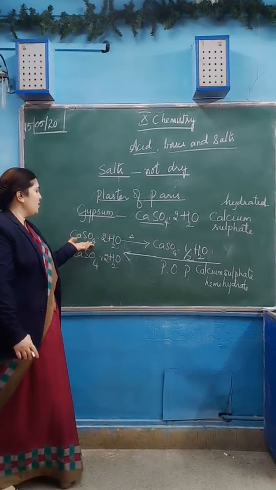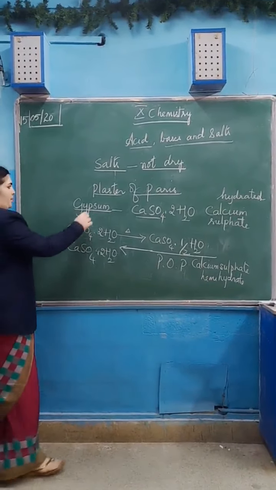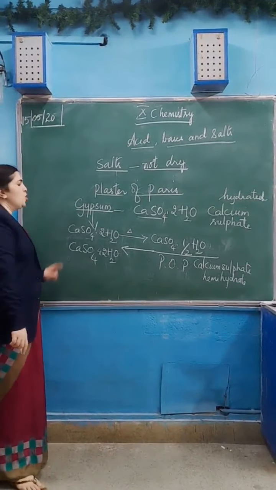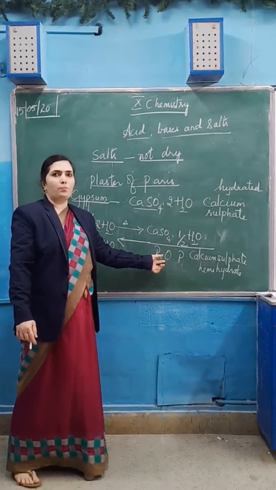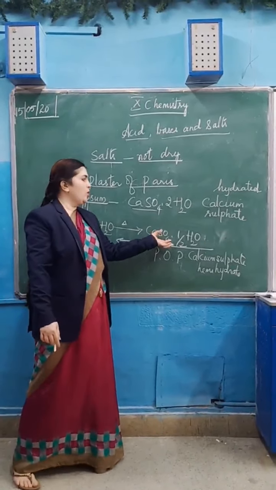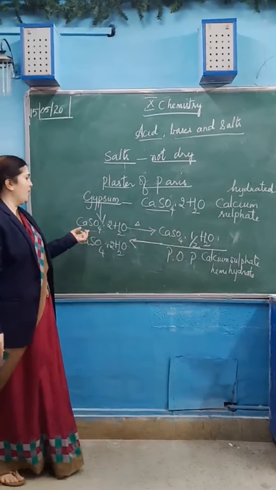So calcium sulfate 2H2O is gypsum. This is gypsum. This is also a salt. So when you heat it, you get plaster of Paris, which is a powder. Again, when you mix water with this POP, plaster of Paris, it will form gypsum again.